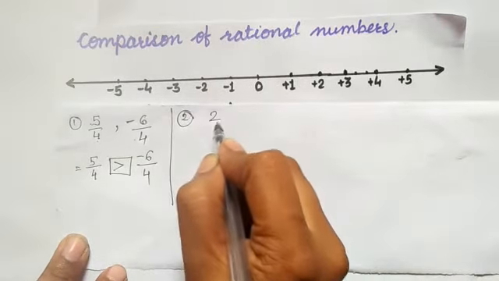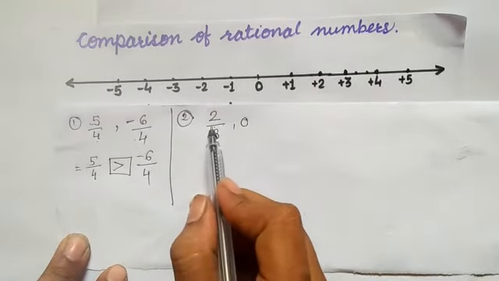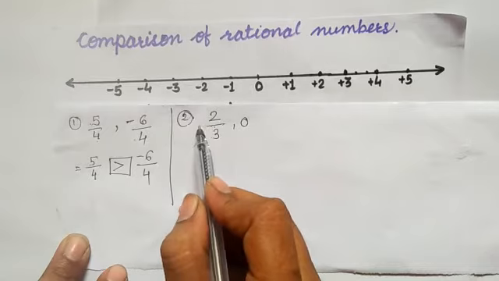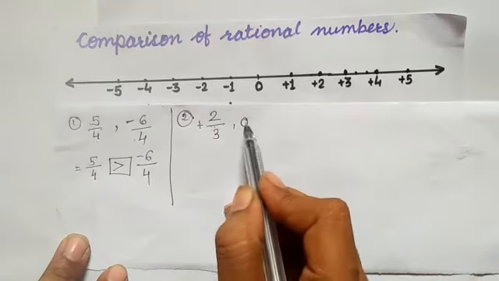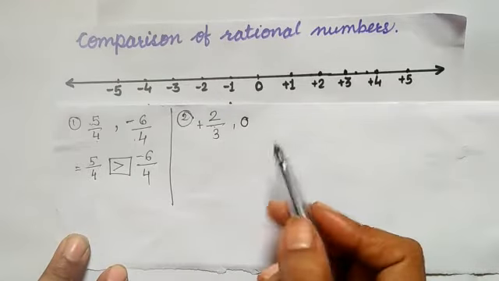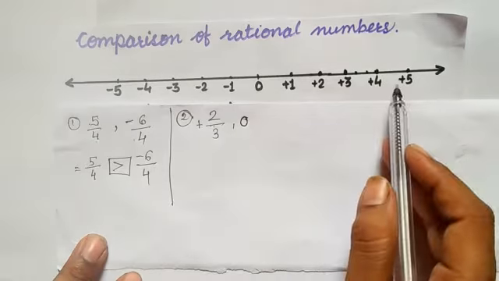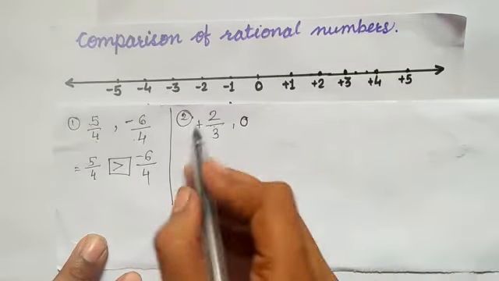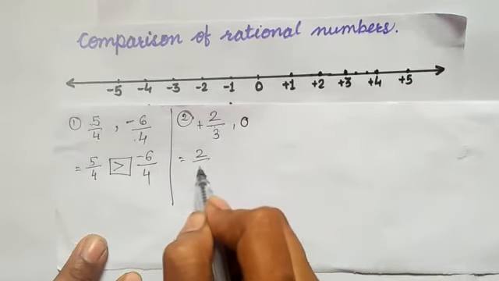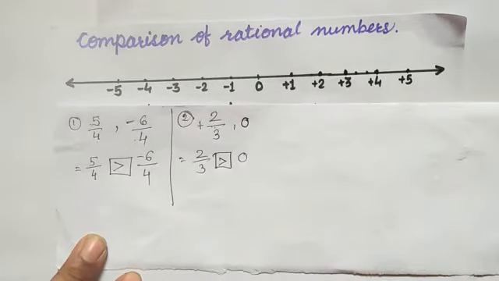If we have to compare any fractional number with 0, and this fractional number has a positive symbol, then as we know 0 is in the middle and on the right side are all the positive numbers, which have greater value. So naturally 2 upon 3 is greater than 0.